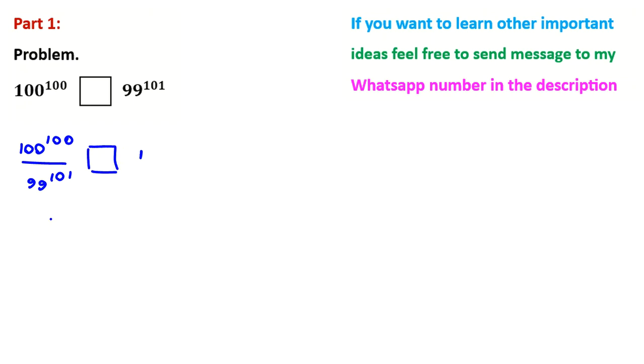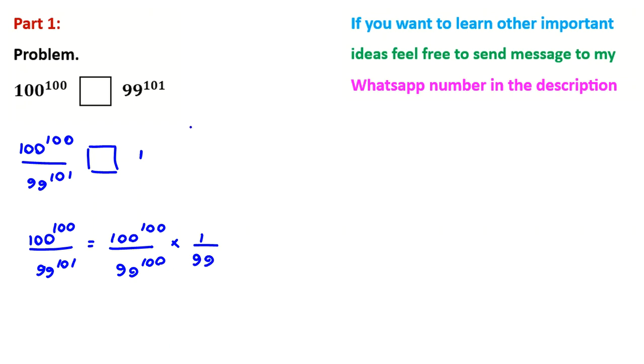So let's focus on the left-hand side. I write 100 to the 100 over 99 to the 101. Now we can say it is equal to 100 to the power of 100 times 99 to the power of 100 times 1 over 99. Okay, so now the powers are equal. We can write it as 100 over 99 to the power of 100, times 1 over 99.